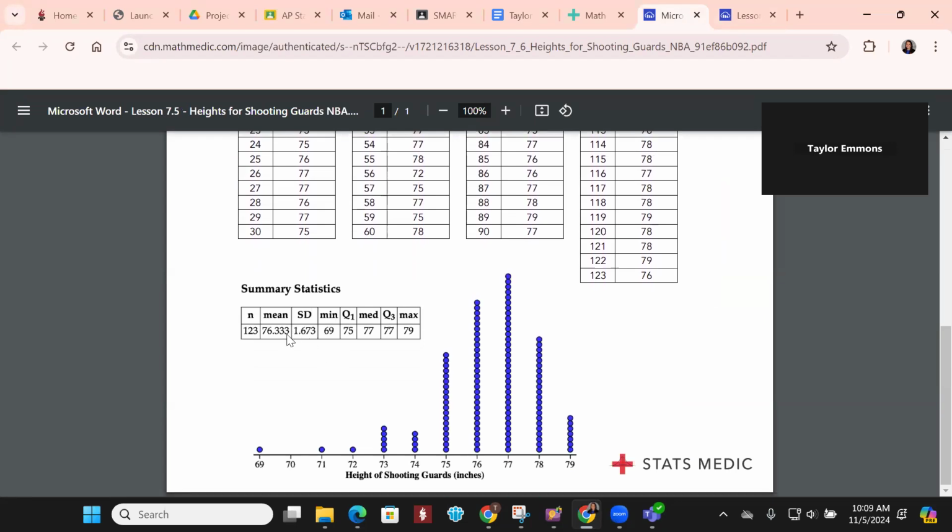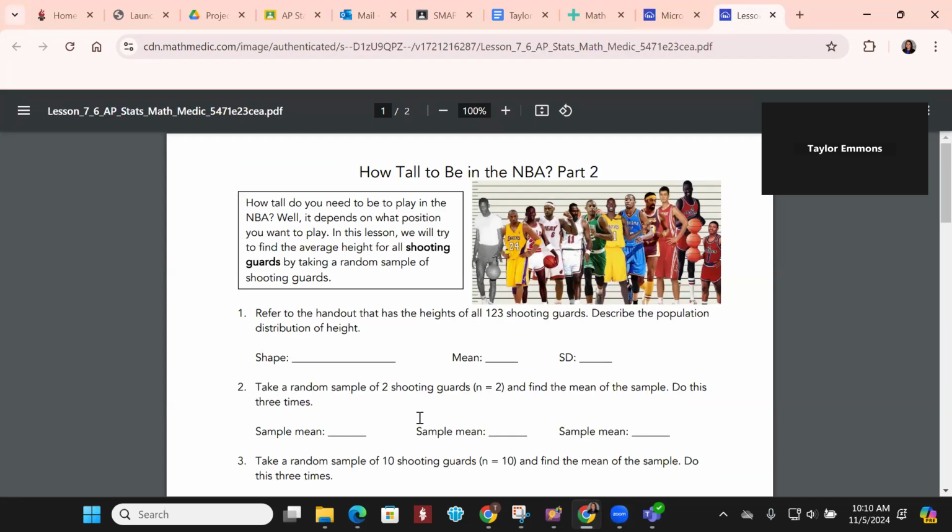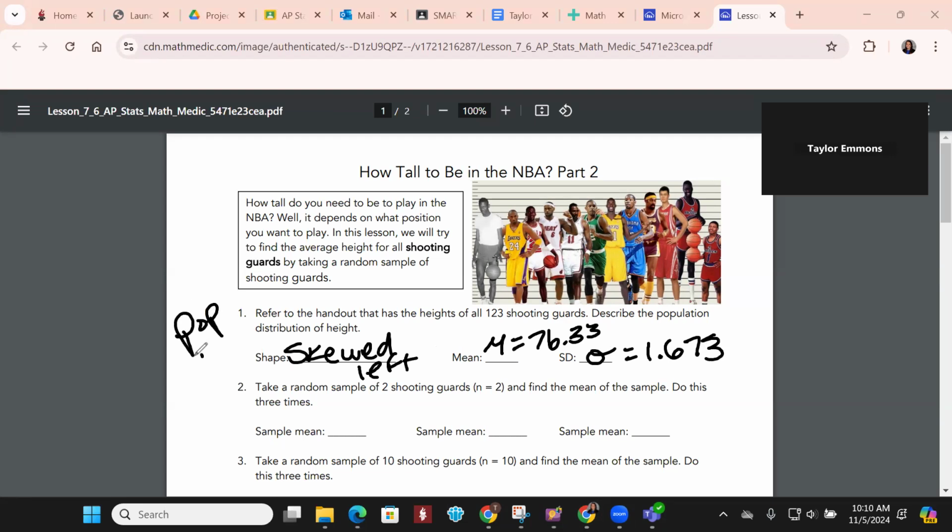Here's the mean and the standard deviation. And as we can see in the shape, we got a skewed left graph. Okay, so thinking about our lesson, we're going to say skewed left. And our mean, which is our mu, is 76.33. Our standard deviation, which is our sigma, is 1.673. And again, we got that from the other little graph. This is what we call the population distribution. Okay, so we're talking about the population of shooting guards that we have.